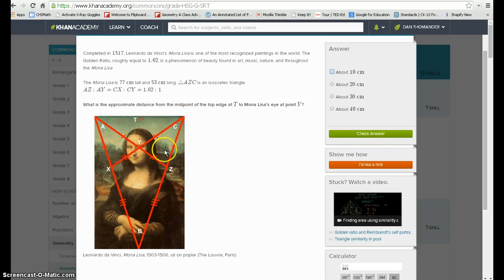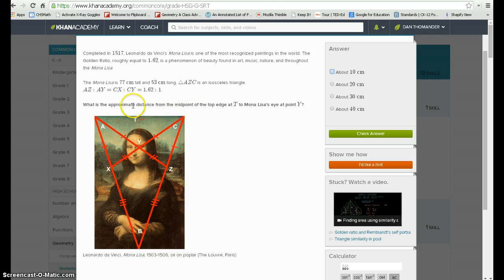AZC. So I know that C, that's the measure of just a single mark, and this one right here has a single mark. So this ZC is the same measure as AY, but AZ is longer. So for AC to be equivalent, it's going to have to be equivalent to AZ. There we go. AZ to AY is equal to CX to CY, which is equal to 1.62 to 1. So this length here is 1.62 to 1.